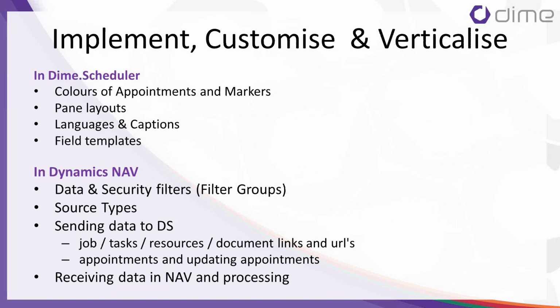Okay, so as I said already a couple of times, very easy to implement, customize, verticalize. So we have some indicators in Dime.Scheduler, as I showed you, the colors of the appointments, the time markers, the priority markers. These can all be driven by the back office system. They can of course also be changed in the application itself, but they can also be driven from the back office system. Pane layouts can be changed, languages and captions can be changed. You can set up field templates to decide what needs to be displayed as text in the body and the subject of a certain appointment. So this is all customizable by you as a partner.